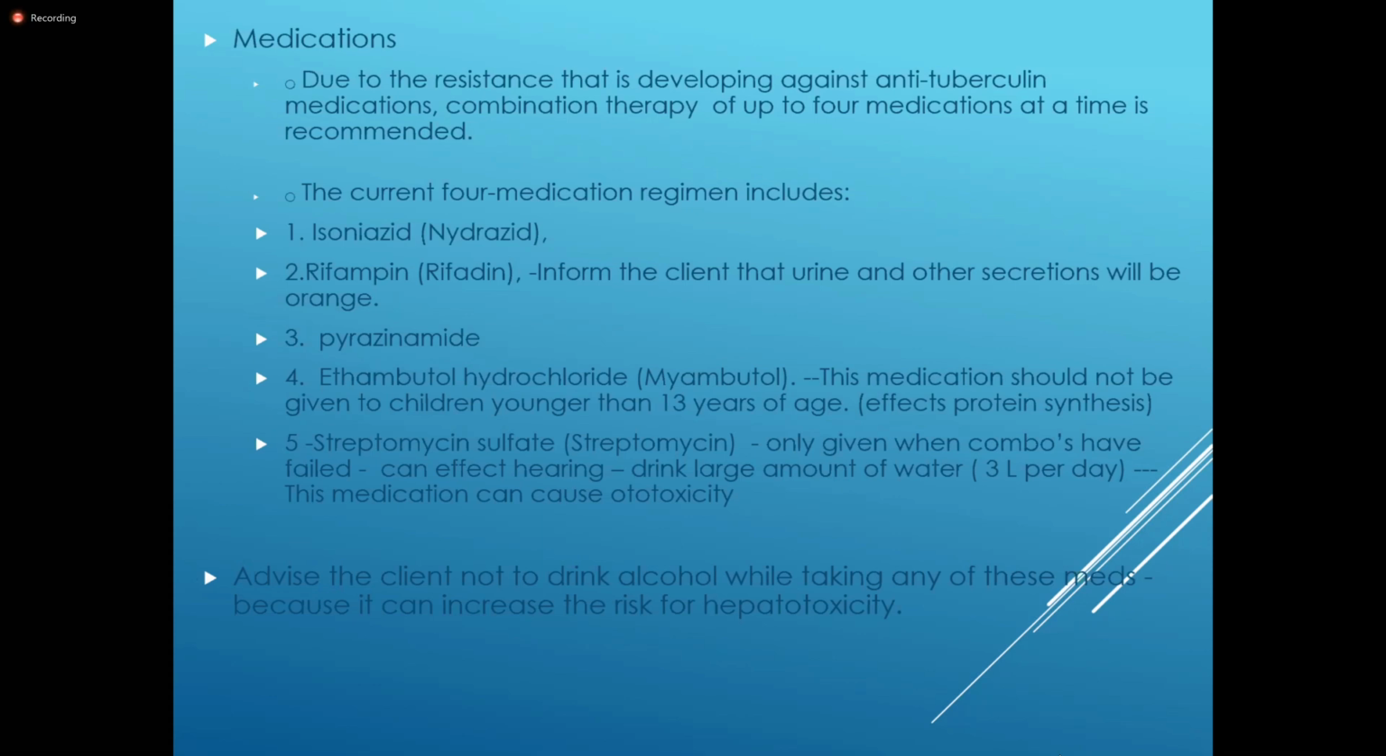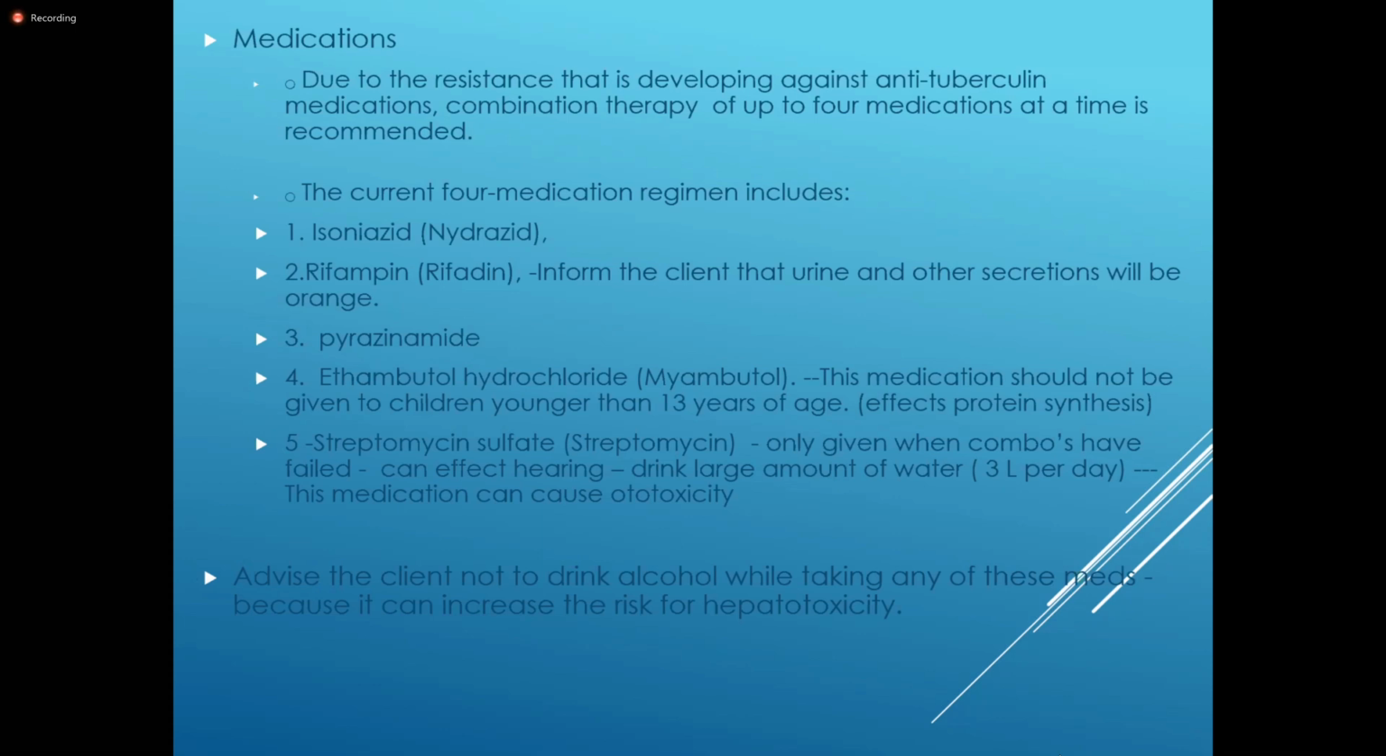So INH, this is the name for INH, isoniazid, I would say. Rifampin: according to clients, the urine and other secretions will turn orange. Pyrazinamide, maybe, who knows? Streptomycin is another one. And ethambutol, I've given that before. This med should not be given to children under 13 years of age. Streptomycin is only given when the other combos have failed.